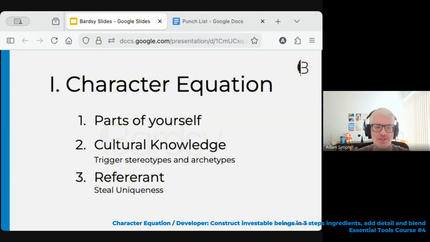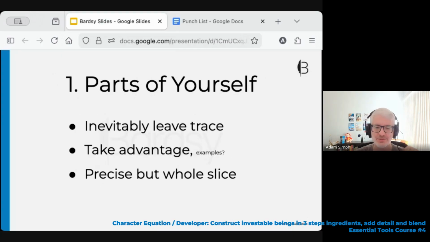Let's talk about the character equation first. There are 3 ingredients here: parts of yourself, cultural knowledge, and what we're calling reference. The idea is all 3 of these are going to be put together to produce a unique fictional being. Let's talk about each of them in turn. First, parts of yourself. I guess the negative example is a Mary Sue, right? You have some alter ego of yourself that goes through the novel experiencing all kinds of wonders and ample fame and reward. Don't do that.